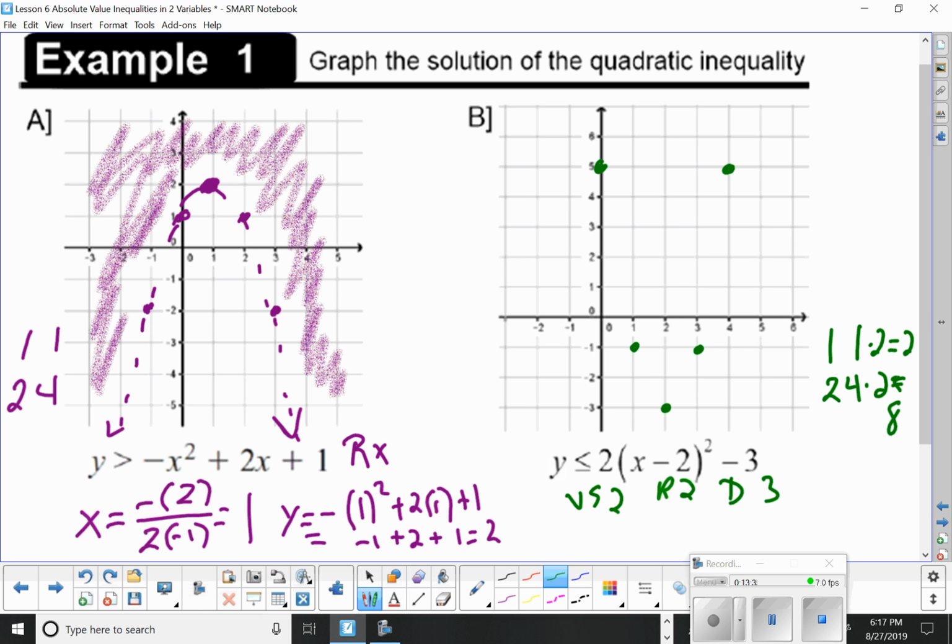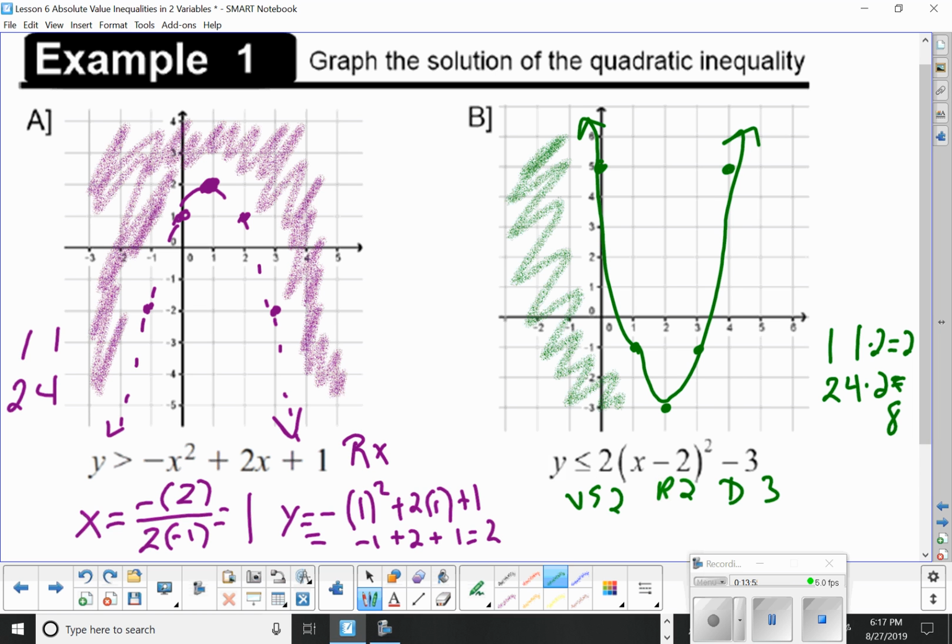Because it's got equals, I'm going to do a solid curve. And trust me, this is so much easier with your pencil than on a computer screen. And then I need to shade it. So how am I going to shade this? Y is less than or equal to. So I'm shading everything below this U-shaped curve.